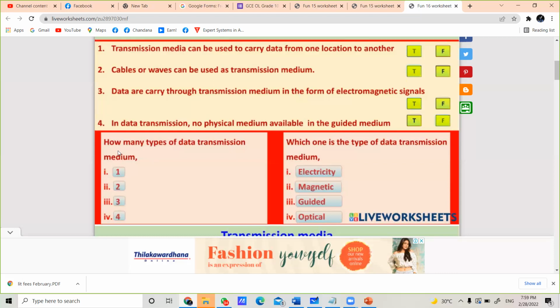Then look at the next question. How many types of data transmission medium? Two types. Which one is the type of data transmission medium? Electricity, magnetic, guided, optical. The type of data transmission is guided.